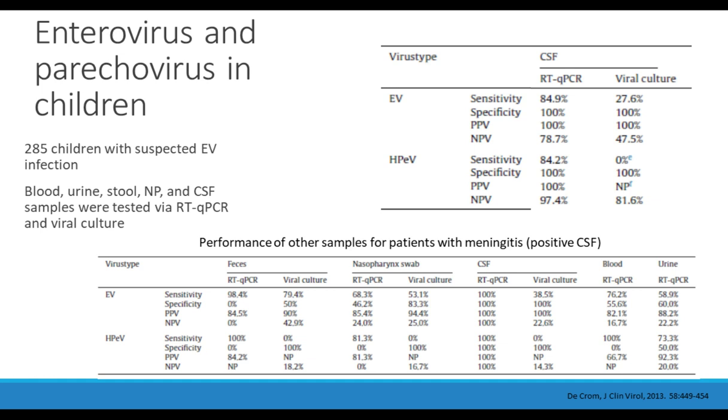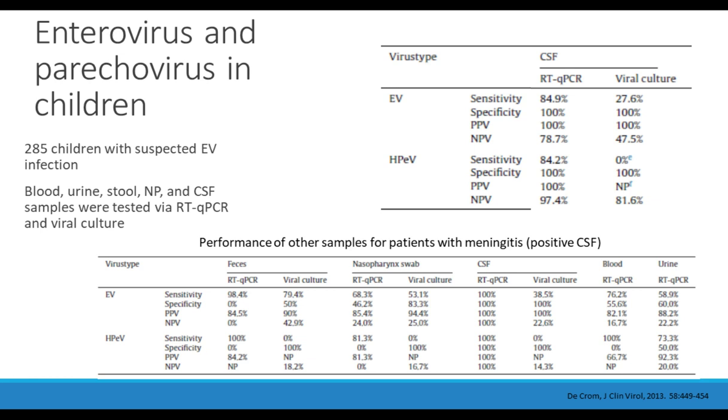So to focus in on that finding of enterovirus and parechovirus in children, this is a study that looked at 285 children with suspected enteroviral infection, and they looked at the best ways to diagnose enteroviral meningitis. If you look at the figure on the top right, you can see for enterovirus, the sensitivity of real-time PCR was about 85% with perfect specificity and a high negative predictive value. Viral culture was very poor at about 28%.